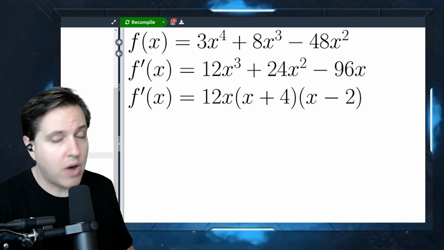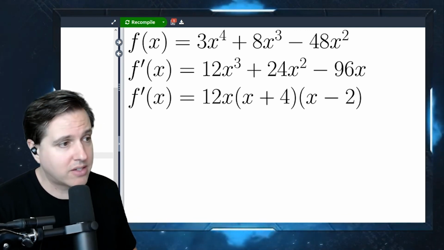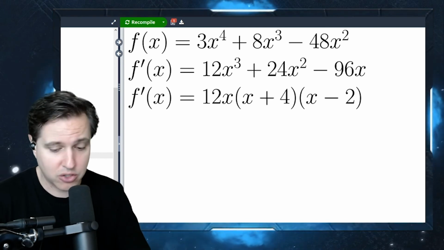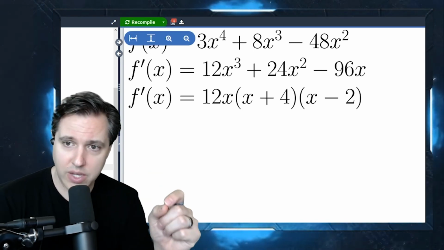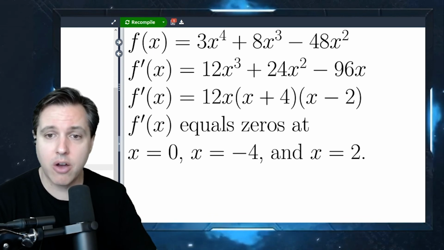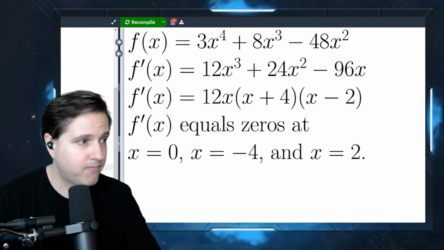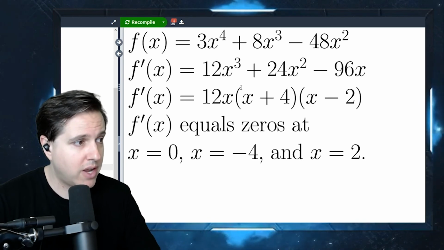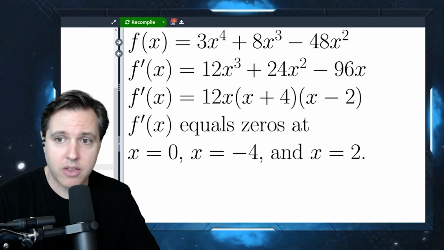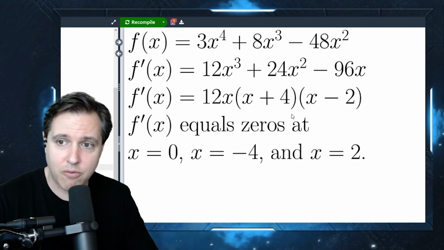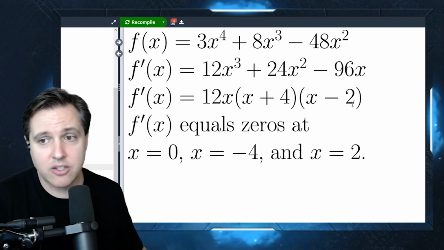Okay. So I've got this thing factored here. So it's 12x times x plus 4 times x minus 2. That's the derivative. What we've got here, if we continue to solve this for being equal to 0, is that f prime of x equals 0 at x equals 0, right? Because this part right here gives us the x equals 0. This part right here gives us the negative 4. And this part right here gives us the positive 2.